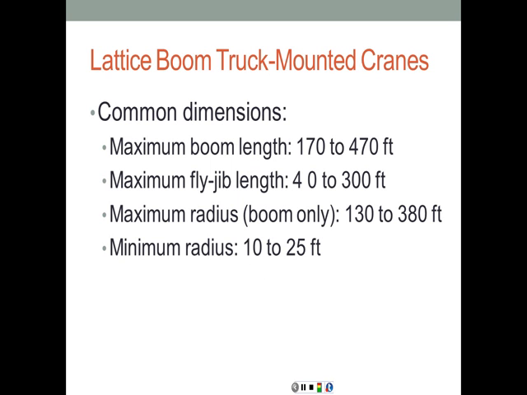The common dimensions: the maximum boom length is up to 470 feet, from 170 to 470. Maximum fly jib length 40 to 300. Maximum radius for the boom only 130 to 380 feet. As you can see, this is much larger than the telescoping boom. And the minimum radius is anywhere between 10 to 25 feet.